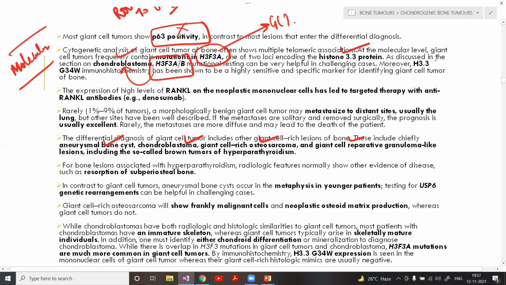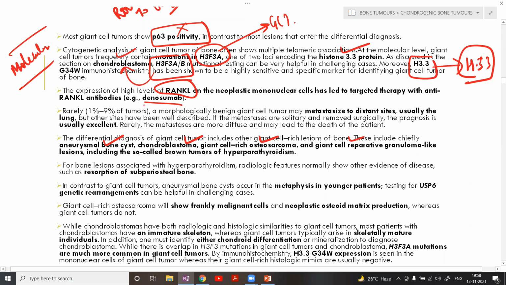Even you can carry out IHC with this protein, as we had discussed for chondroblastoma. Over here also, immunohistochemistry with antibodies against this protein can be diagnostic of GCT. Also very important is that because we know the pathogenesis, the increased expression of RANKL is there in the neoplastic mononuclear cells. So we have developed certain drugs like denosumab, which is an anti-RANKL antibody.